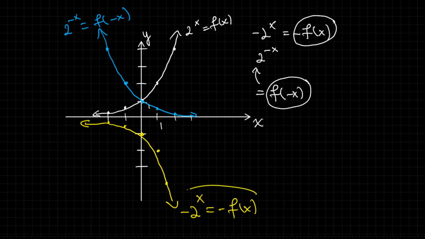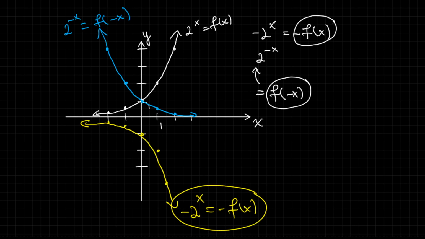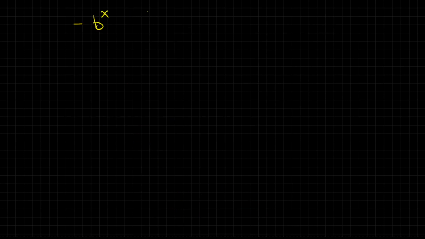So let's talk about a few properties of reflecting this graph about the x-axis, some of the results of the graph here. And these results are going to be true no matter what the base is. Whatever the base is, if you do -b to the x, that of course is going to be a vertical reflection across the x-axis of b to the x. The y-intercept changes from 0, 1 to 0, -1. So the y-intercept is 0, -1.